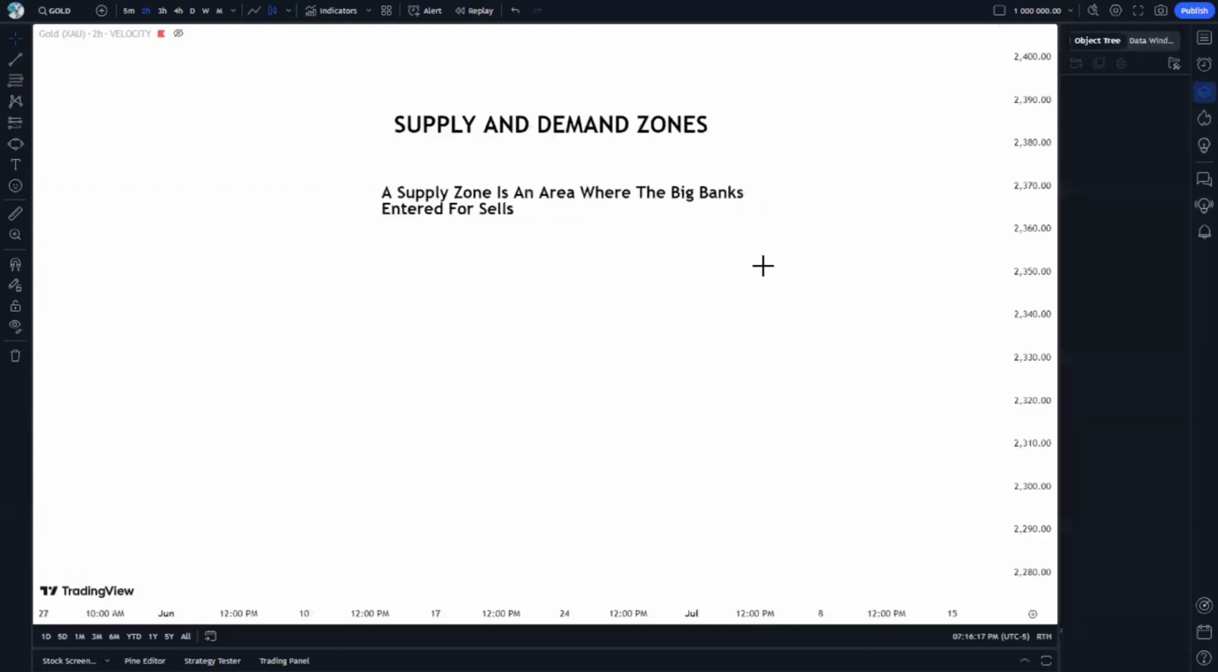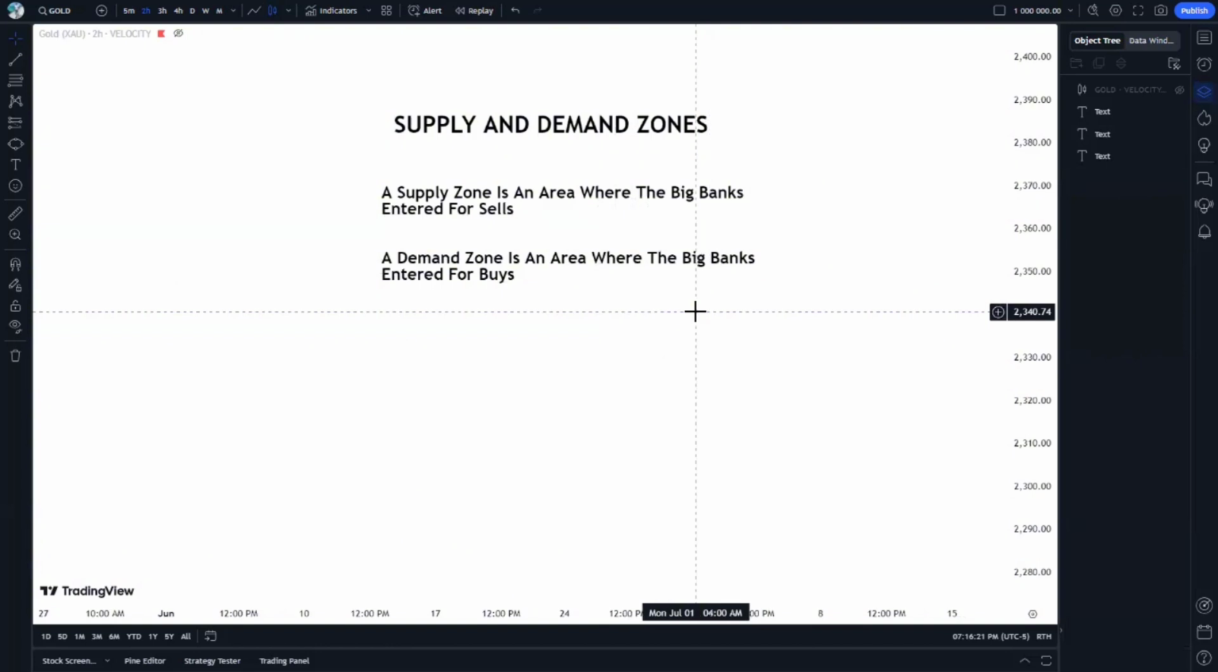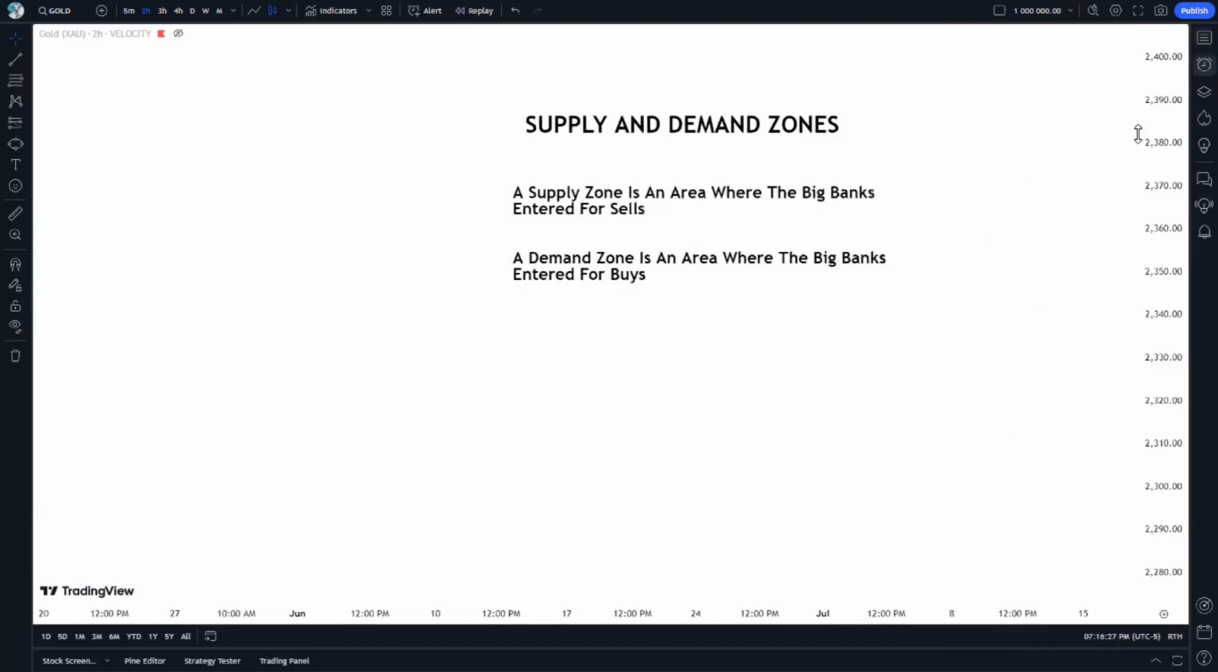And the demand zone, as I define it, is an area where the big banks entered for buys. So this one is now the opposite of the sales. The demand zone is an area where the big banks entered for buys. And that is what I define it as. And remember, I said the big banks are the large traders who are trading billions of dollars. They are the ones that are moving the market.